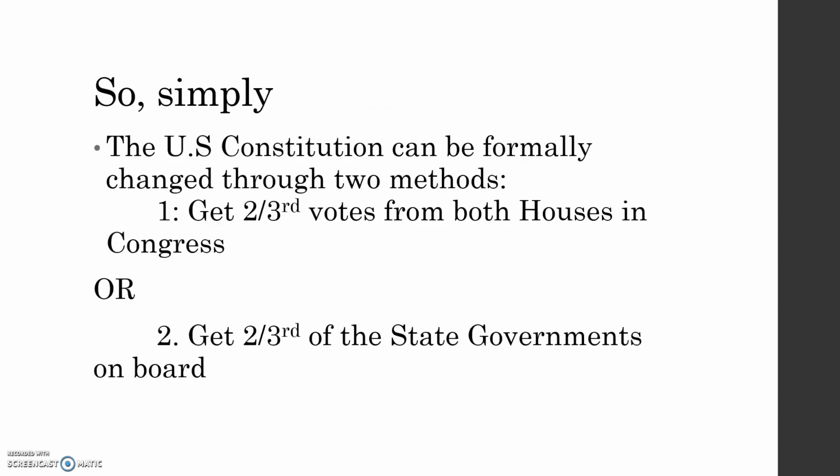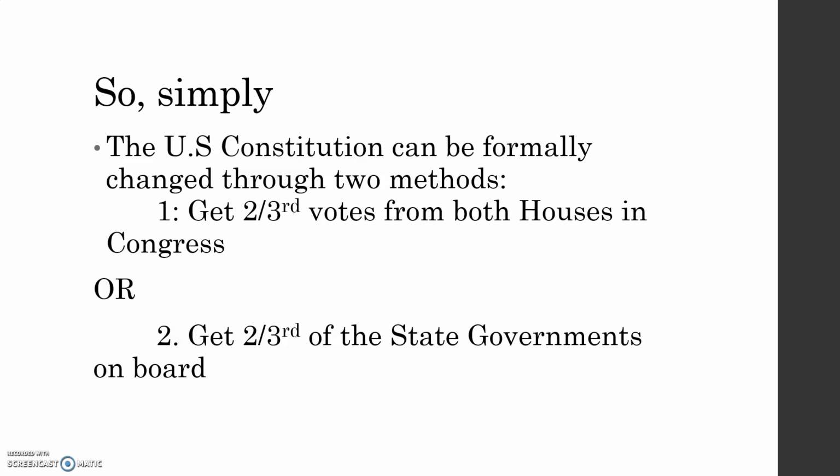But to put it simply for you guys on how an amendment can be added to the Constitution, there's 2 methods, at least on the national level. We'll talk about Florida in a bit because there's 5 methods for Florida. It needs to get one of 2 things. It either needs 2/3 votes from both houses in Congress, meaning 2/3 votes from the House of Representatives, as well as 2/3 votes from the Senate, or it needs 2/3 of the state governments to be on board.